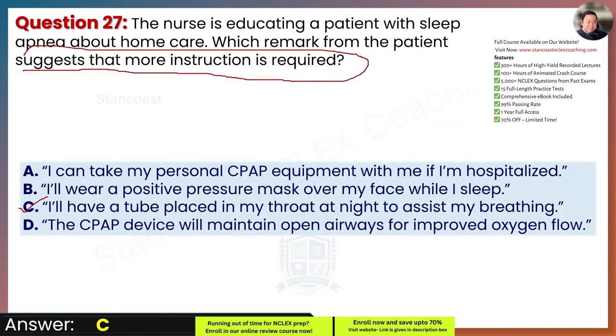Now, letter D, the CPAP device will maintain open airways for improved oxygen flow. Yes, absolutely. This is accurate. This describes the purpose of the CPAP, and the device uses continuous positive pressure, just by the name itself. It is to help keep the airways open to ensure improved oxygenation during sleep. So this is also a correct statement, so we're not going to select that.